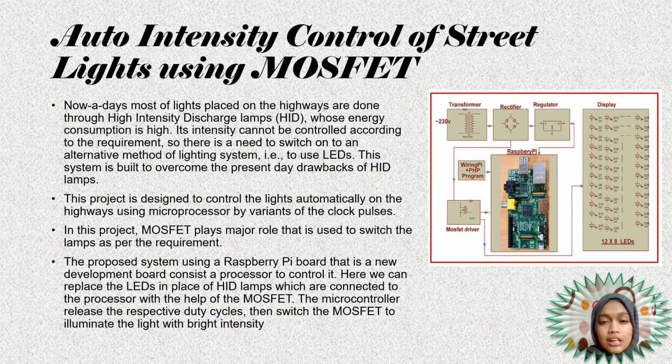Intensity control of street light using MOSFET. This project is designed to control the light automatically on the highways using a microprocessor by variation of the clock pulses. In this project, the MOSFET plays a major role, as it is used to switch the lamp as per the requirement.